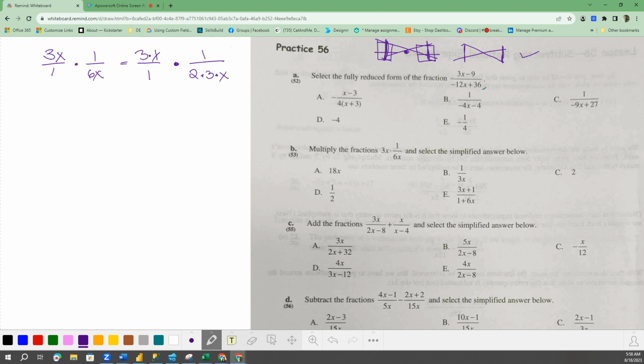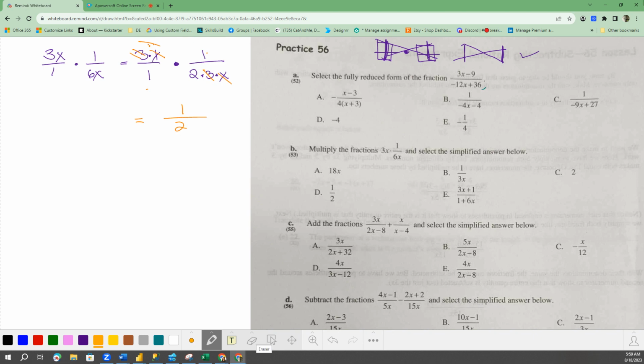3x and 1, there's nothing. 1 and 2, 3x, there's nothing. But this side right here, you can cancel out this 3 and that 3 right there, right? You can also cancel the x and the x. So therefore, what's left? In here there's nothing, so it's just 1 times 1, that's going to be 1, over 1 times 2, that's going to be 2. Okay?